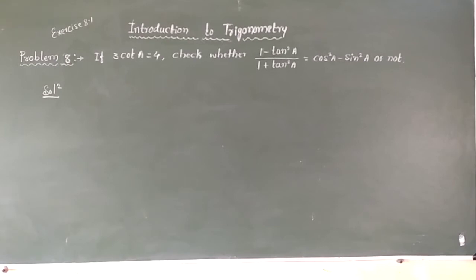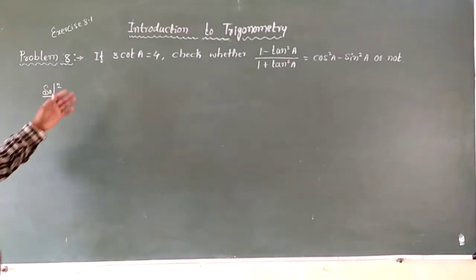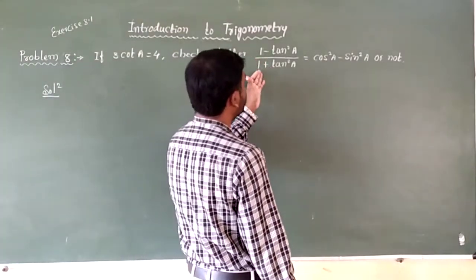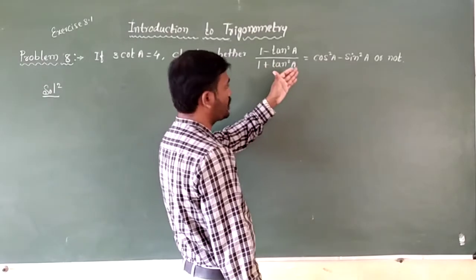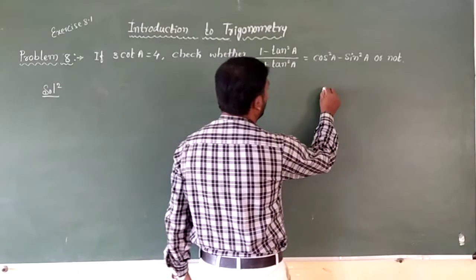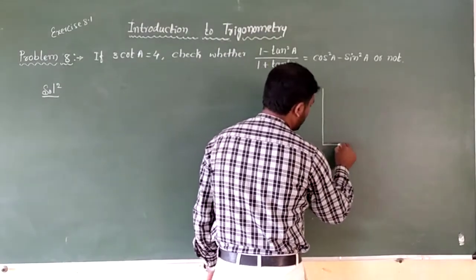Okay, children, here the next problem is, if 3 cot A is equal to 4, check whether (1 minus tan square A) divided by (1 plus tan square A) is equal to cos square A minus sin square A or not. Let us find the solution for this one, children.